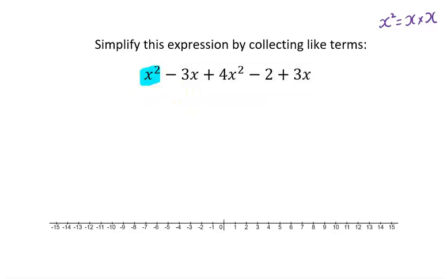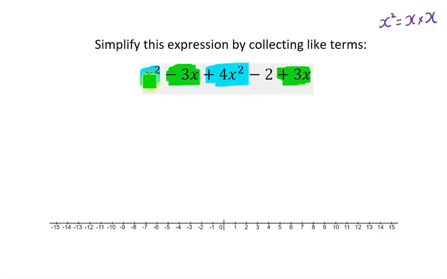So to find our like terms, we need all of the terms with x squared in them. We have x squared plus 4x squared. We can highlight the plus because that plus belongs to the 4x squared. It's adding 4x squared. Then we can have a look at our x terms. We have minus 3x here, remembering that the negative sign belongs to the 3x. And we also have positive 3x on this end here.